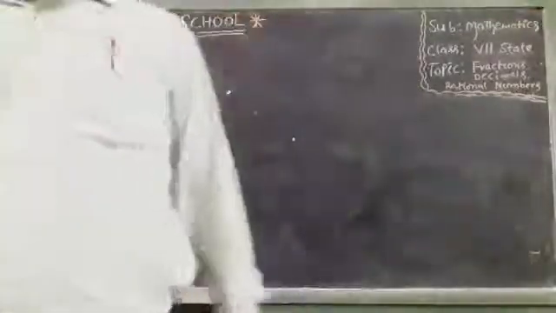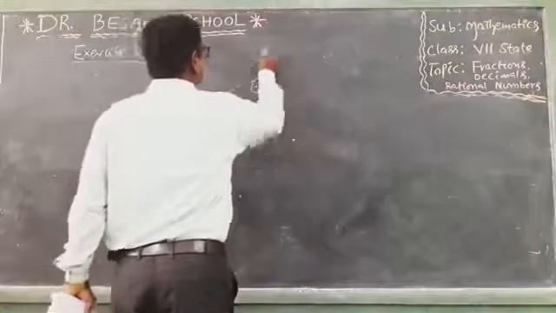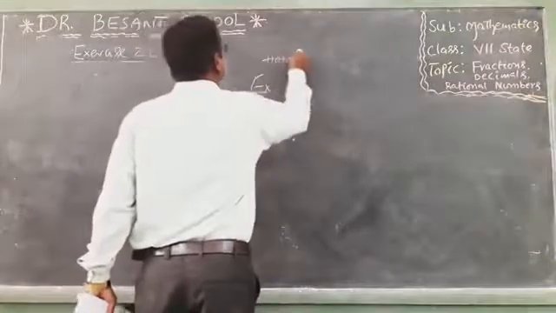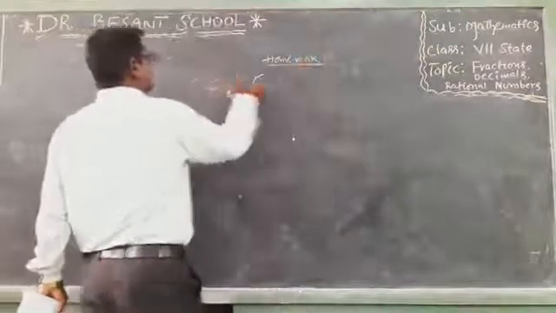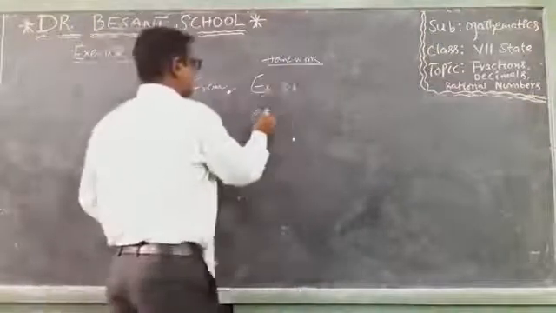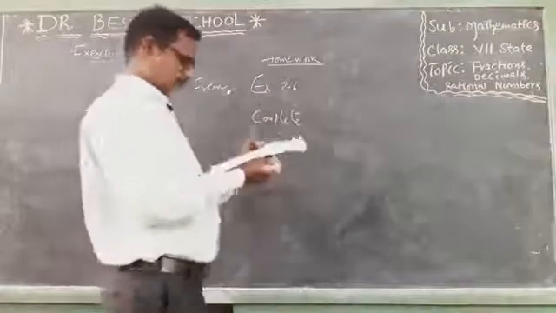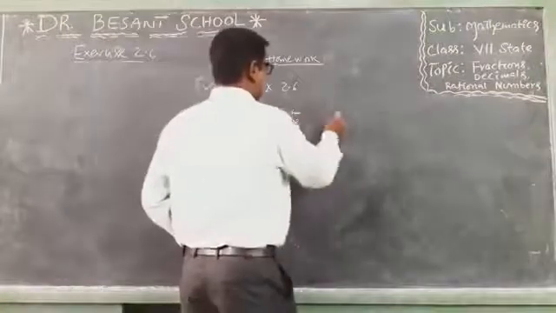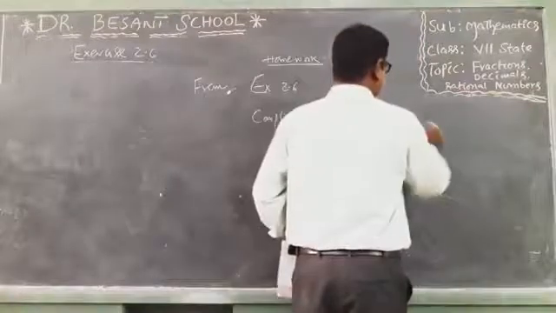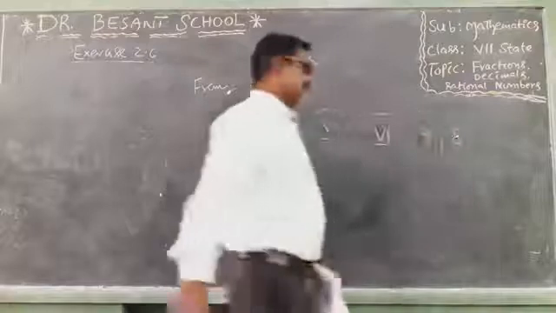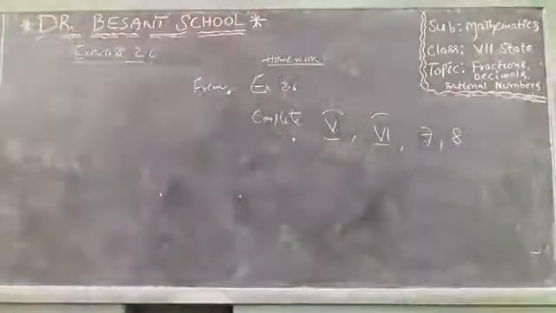So this exercise 2.6 is completed. Children, my today's homework from exercise 2.6: complete the 5th Roman, 6th Roman, 7th problem, 8th problem. Okay, children. Thank you one and all.